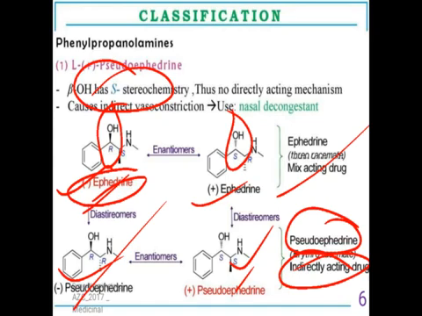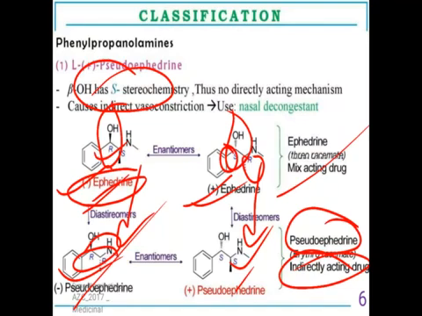In ephedrine, if this is R and this is S, it becomes positive ephedrine, and if the configuration is opposite, it becomes negative ephedrine. RS converts into the RR configuration, so the drug becomes pseudoephedrine, that is the negative pseudoephedrine. And this SR becomes SS, the drug becomes pseudoephedrine, but that is the positive pseudoephedrine. So when the drug is in the ephedrine form, it is a mixed acting drug, and when it becomes pseudoephedrine, the drug becomes indirectly acting. So pseudoephedrine and ephedrine are the mixed acting drugs as well as indirectly acting drugs.